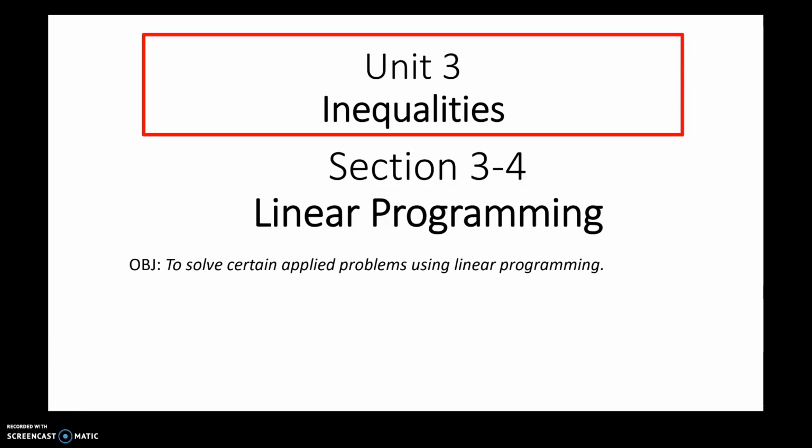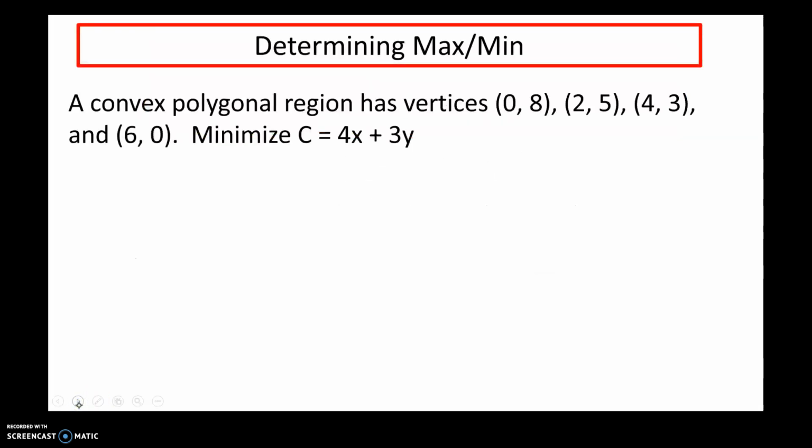Okay, linear programming. This is the last section in Unit 3. Okay, so first, just determining a maximum and a minimum. A convex polygonal region has these 4 vertices. Minimize this function C. Now, this is going to seem, when we do it, like, all right, this is simple. Why do we even have to do this?